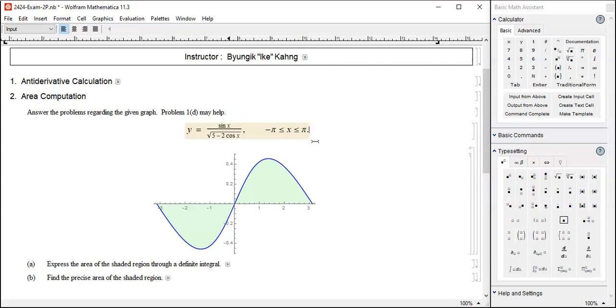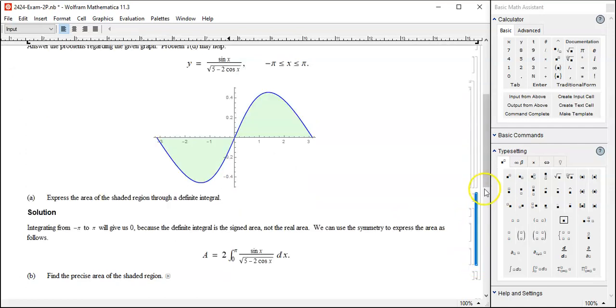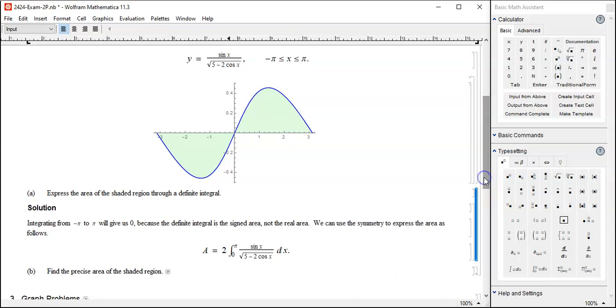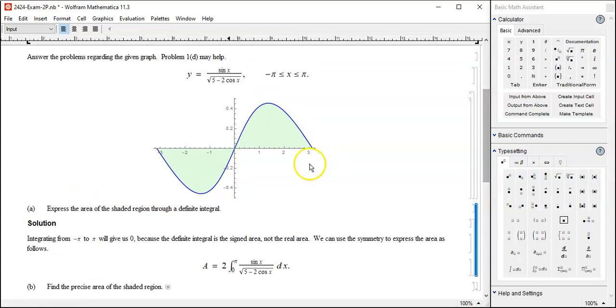Well, we have an area, so why don't we simply take the antiderivative and then take the definite integral from negative pi to pi? That's not going to work because we have a plus part and a minus part, which will cancel each other out. Remember, definite integral is signed area, not the geometrical area. So just adding up will not do. How do we make it right?